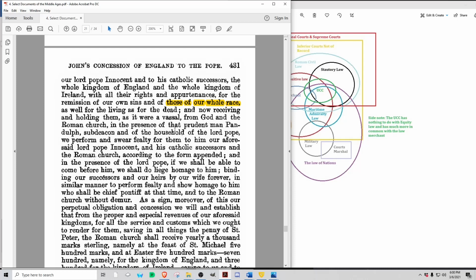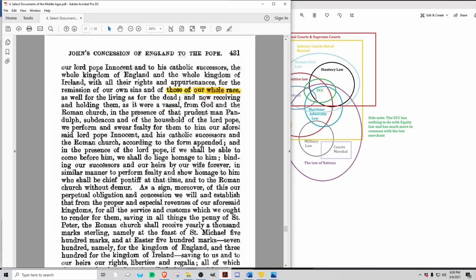And now receiving and holding them as it were a vassal from God and the Roman Church, in the presence of that prudent man, Pandulph, subdeacon, and of the household of the Lord Pope, we perform and swear fealty for them to him, our aforesaid Lord Pope Innocent, and his Catholic successors, and the Roman Church, according to the form appended.